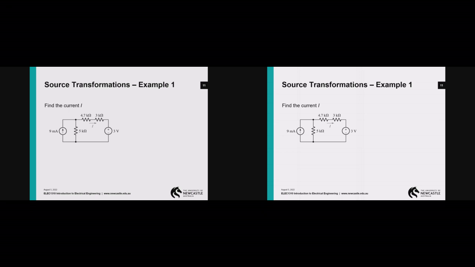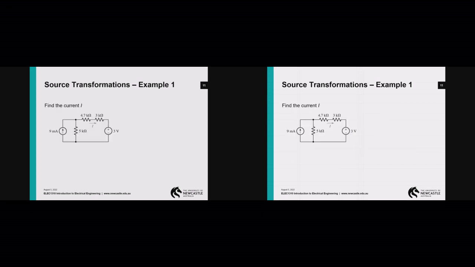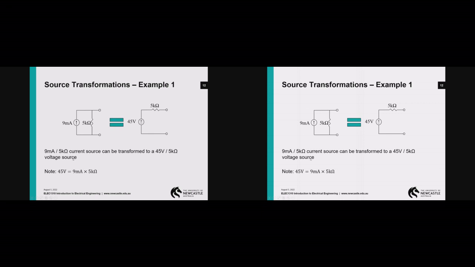A third way I could do this is to use source transformations, and that's the way I'm going to do it here. So I've got a 9 milliamp current source in parallel with a 5 kilo ohm resistor. That looks like a non-ideal current source. What it suggests is I could turn it into a non-ideal voltage source.